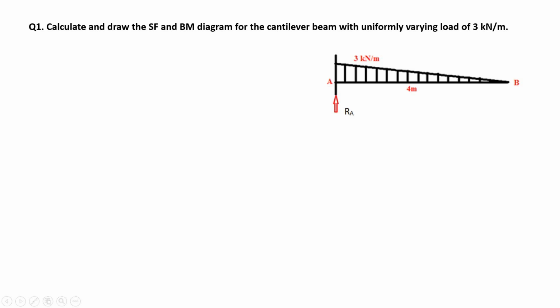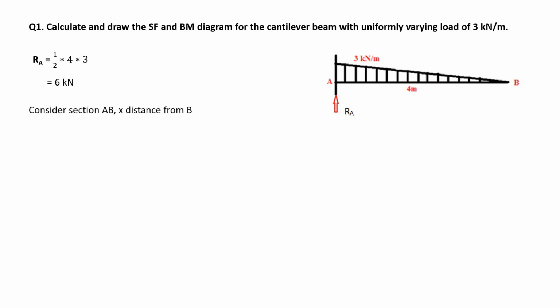As this is a fixed end at A, a reaction will be developed, which is known as Ra. Now, how to calculate this Ra? We can simply say that it is a triangular force, so we can use the area of this triangle for Ra, which is half into base into height. That becomes half into base 4 meter and the load 3 kilonewton per meter. When we solve this, we get Ra equal to 6 kilonewton.